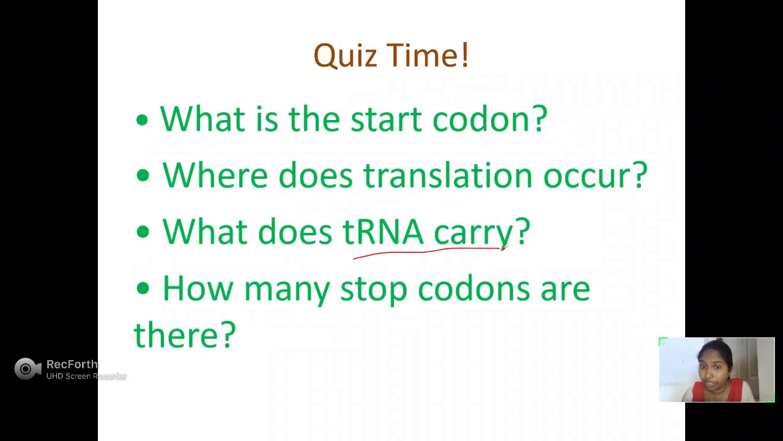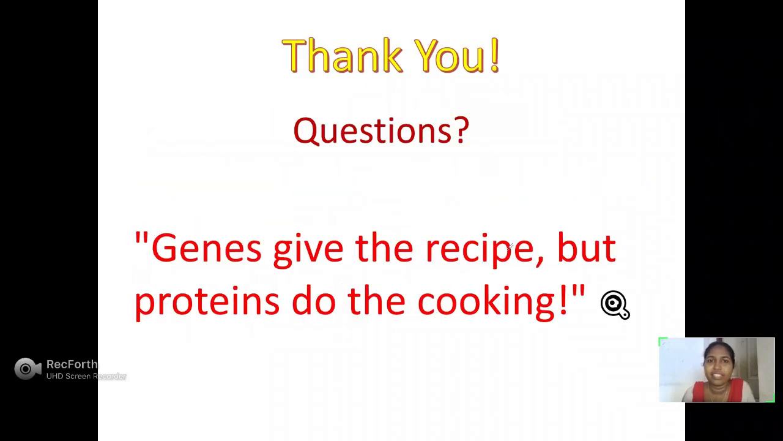What does tRNA carry? The tRNA has an anticodon loop, and it brings amino acids. The tRNA carries amino acids. How many stop codons are there? Yes, there are 3 stop codons.